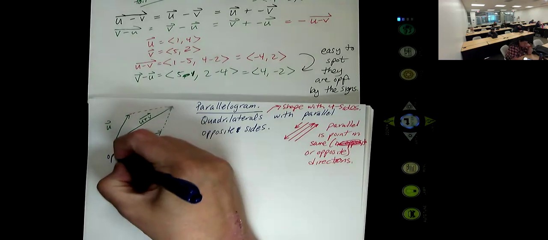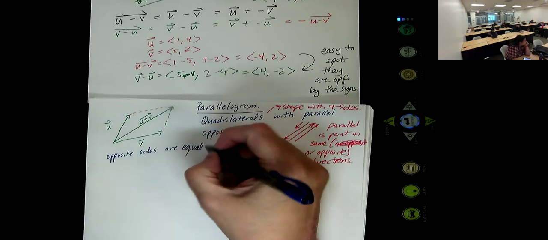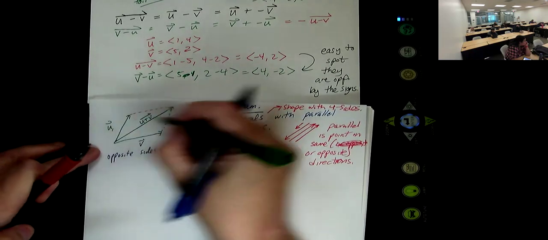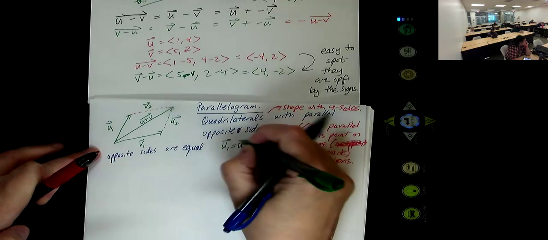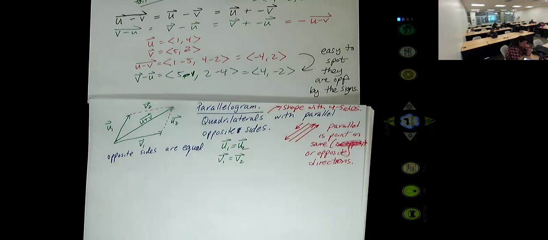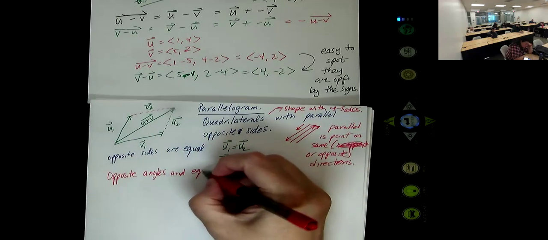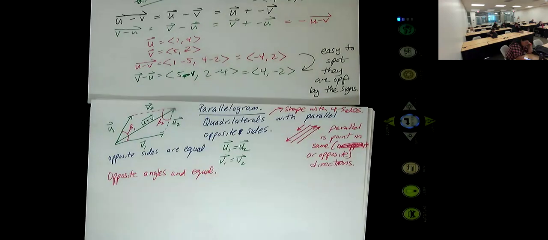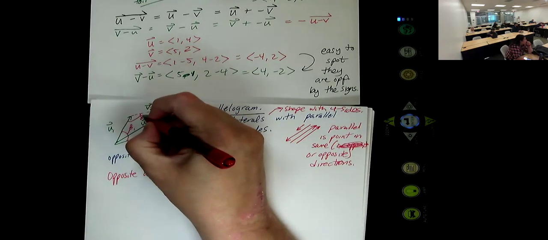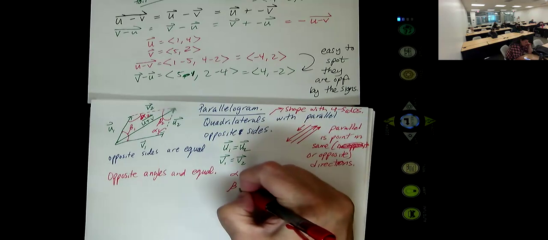On a parallelogram, opposite sides are equal. So if I call this U1 and this U2, V1 and V2, U1 equals U2, V1 equals V2. Opposite angles are equal. So pictorially here, alpha 1 equals alpha 2, beta 1 equals beta 2.